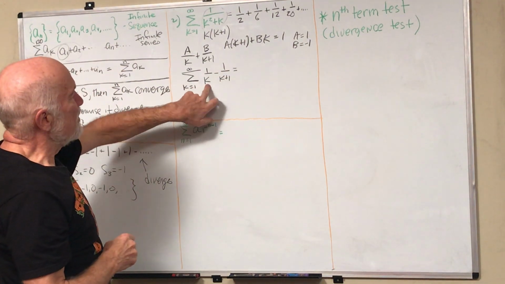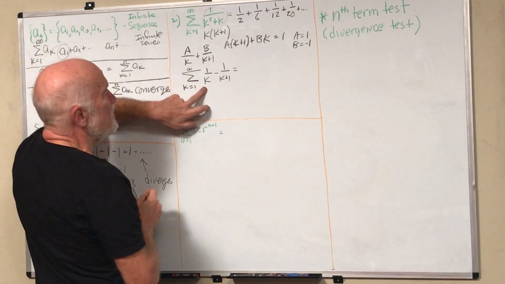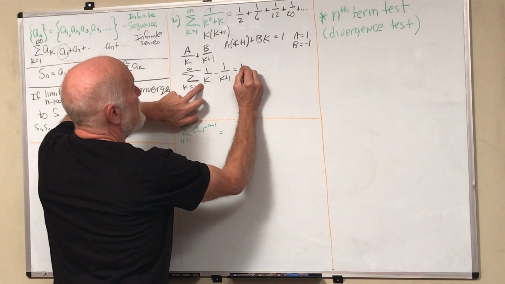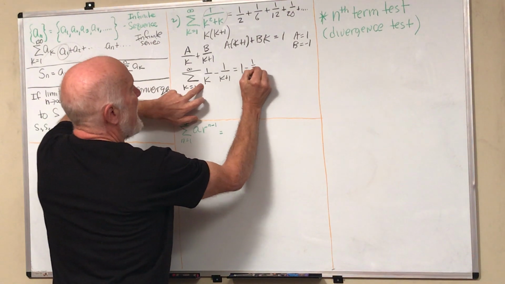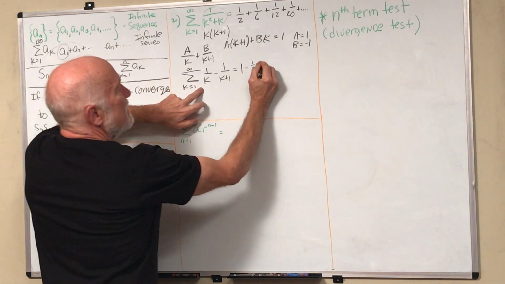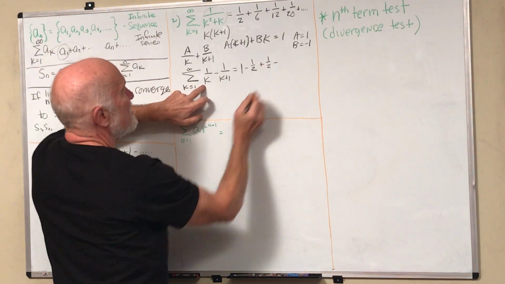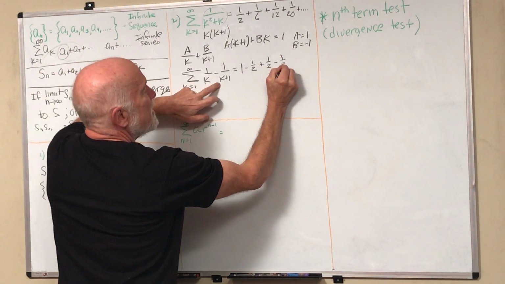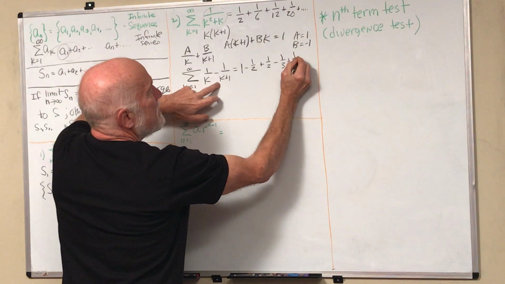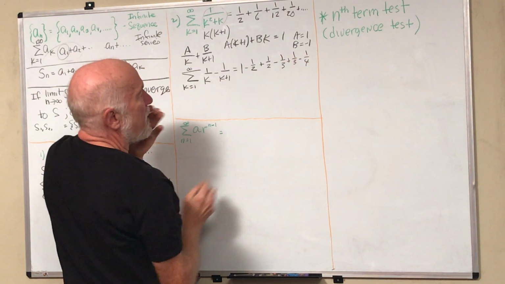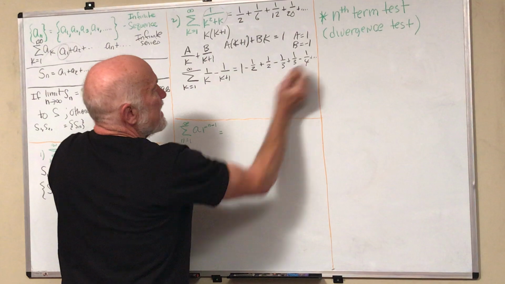So now, if you look at the series, what do you get? You get 1 minus 1/2. And now when k is 2, you get 1/2 minus 1/3. Then you get 1/3 minus 1/4. And this keeps going.